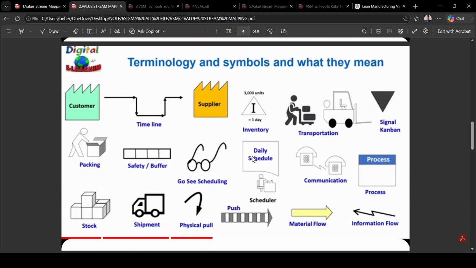So, terminology and symbols, and what they mean in value stream mapping. See, this is the customer and this is the timeline symbol. This is the supplier symbol. This is the inventory symbol. This is the transportation symbol. This is the signal Kanban. This is the packing symbol. This is the safety or buffer. This is daily scheduling. This is the communication. This is the process symbol. This is the stock symbol. This is the shipment symbol. This is a physical pull. This is the push symbol. This is the material flow. This is the information flow.